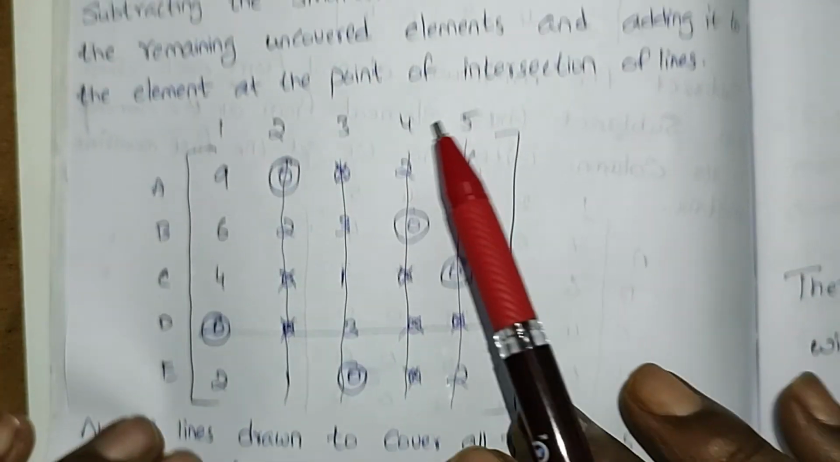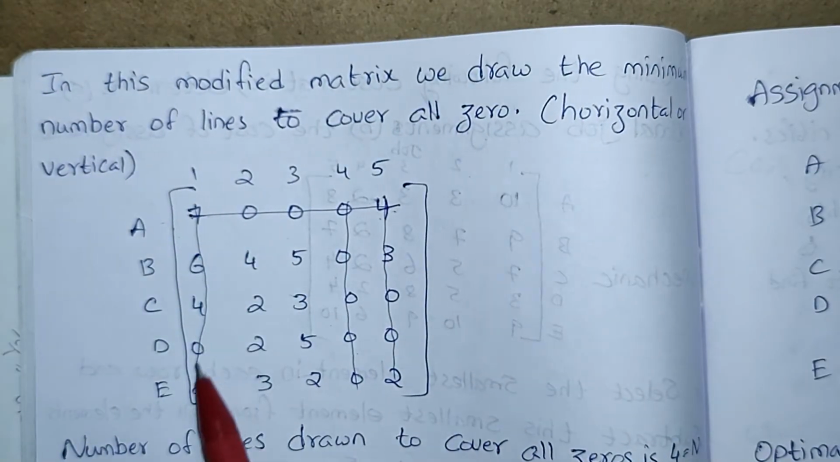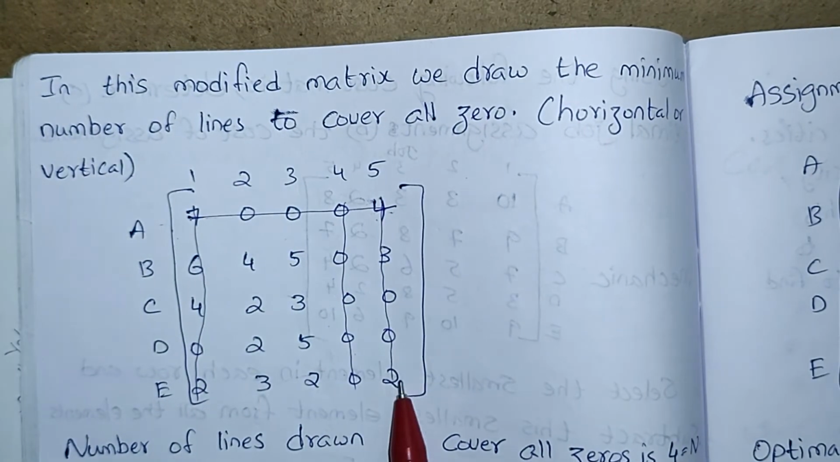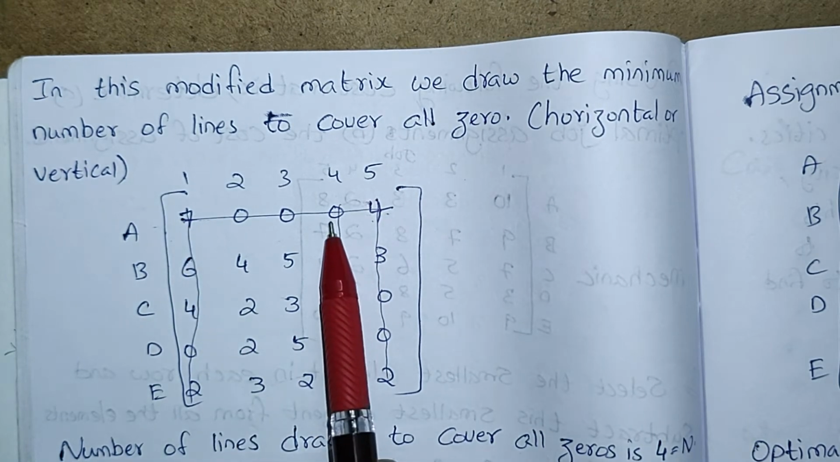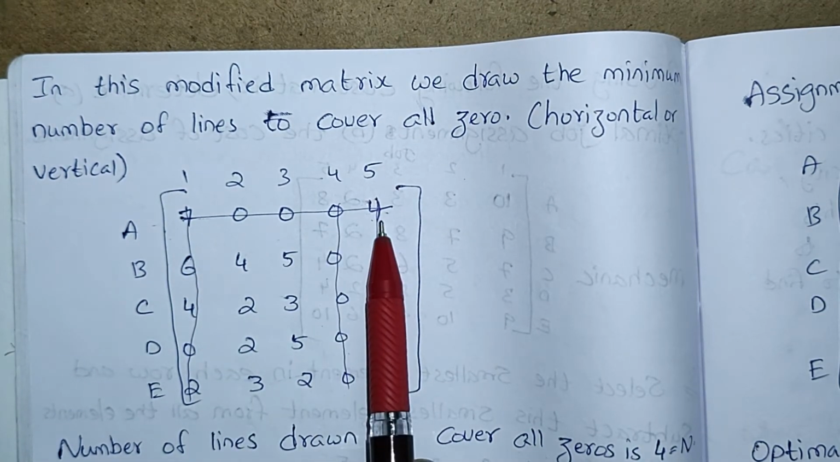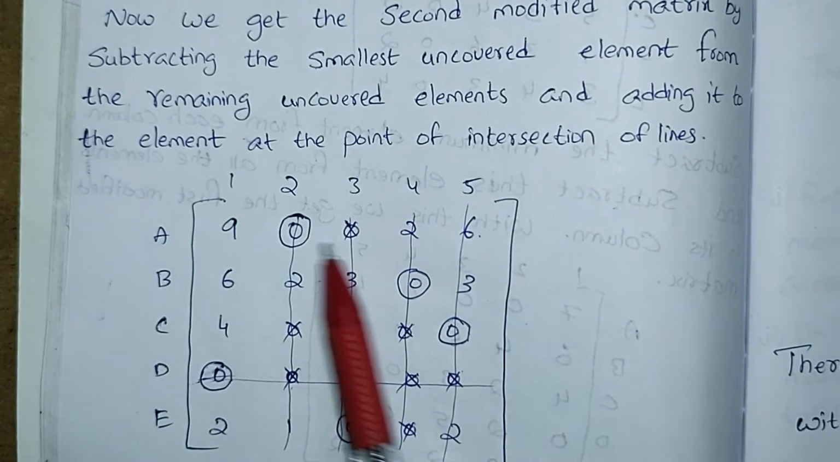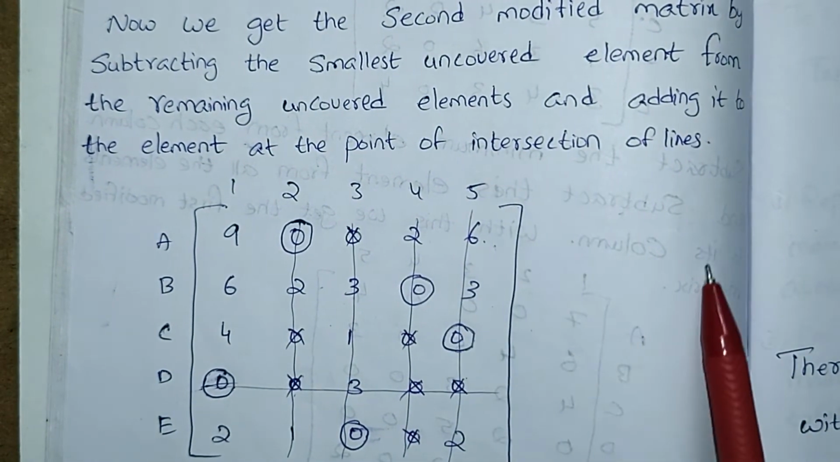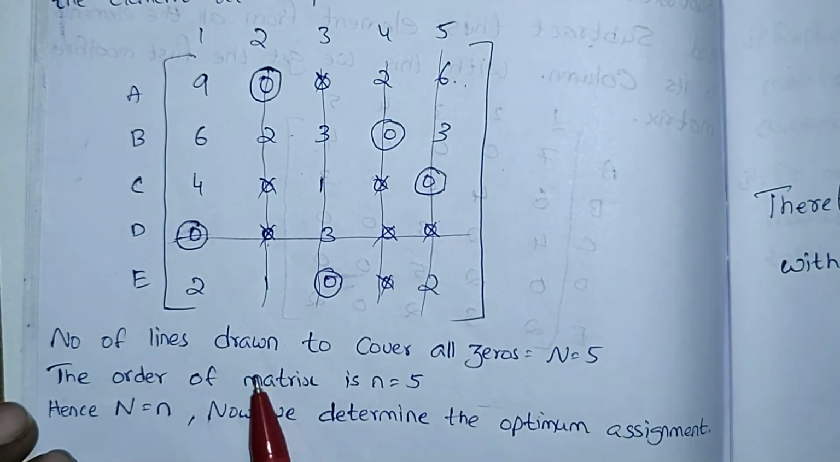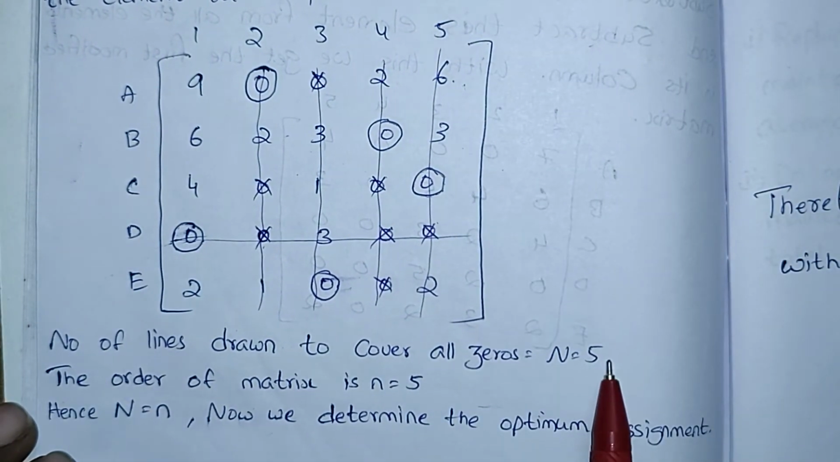Now 2 we are supposed to add here. So this is one intersection, this is one intersection, this is one intersection. So 7 plus 2 is 9. Here 0 plus 2 is 2, and 4 plus 2 is 6. So we are writing 9, 2 and 6. Now, understood? Now the number of lines drawn to cover all zeros, N, is equal to 5.